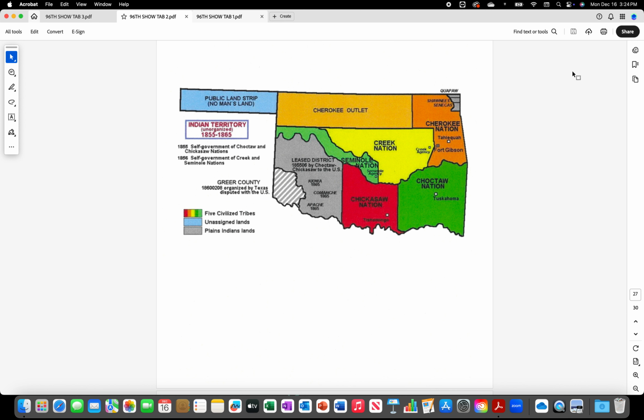This is just a map of Oklahoma, Indian Territory, unorganized 1855 to 1865. It says the rainbow colors, the red, the orange, the yellow, the green, and all that is the five civilized tribes: the Chickasaw, the Choctaw, Creek, Cherokee. It says unassigned lands right on the handle of it, and it says public land strip, no man's land, and then it said Plains Indians lands in the gray.